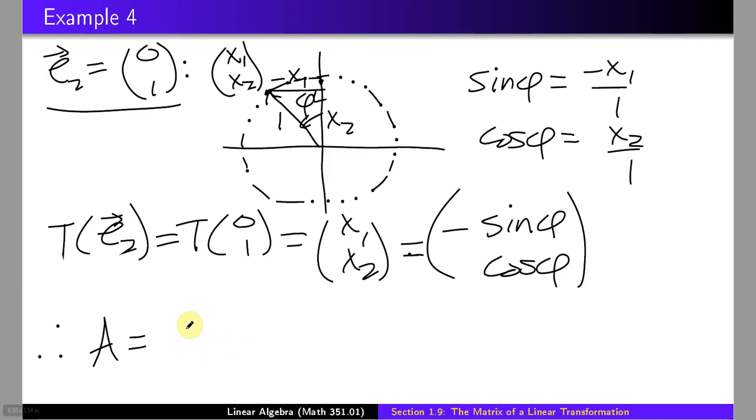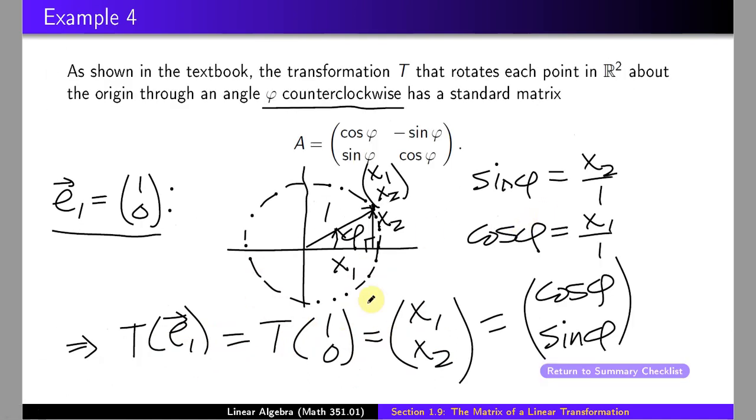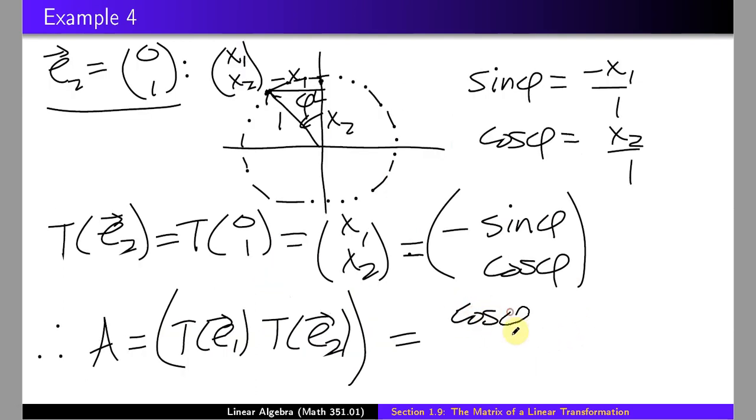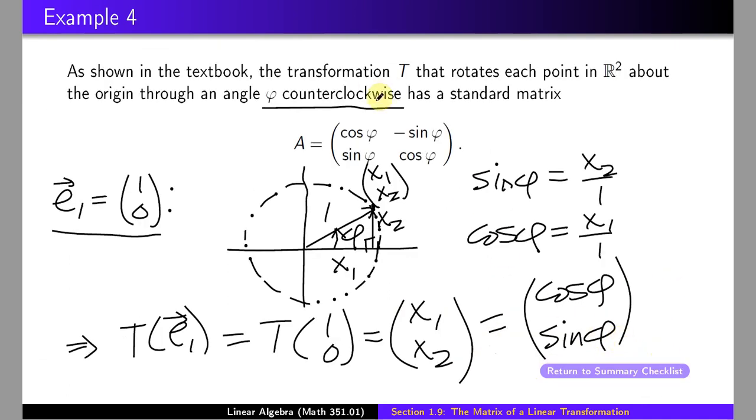The standard matrix is going to be T of e1, T of e2 put in as columns. Specifically, T of e1 is cosine of phi, sine phi. That's what we got for that. And then we have minus sine phi, cosine of phi for the second column. And notice that is what the rotation matrix is in general.